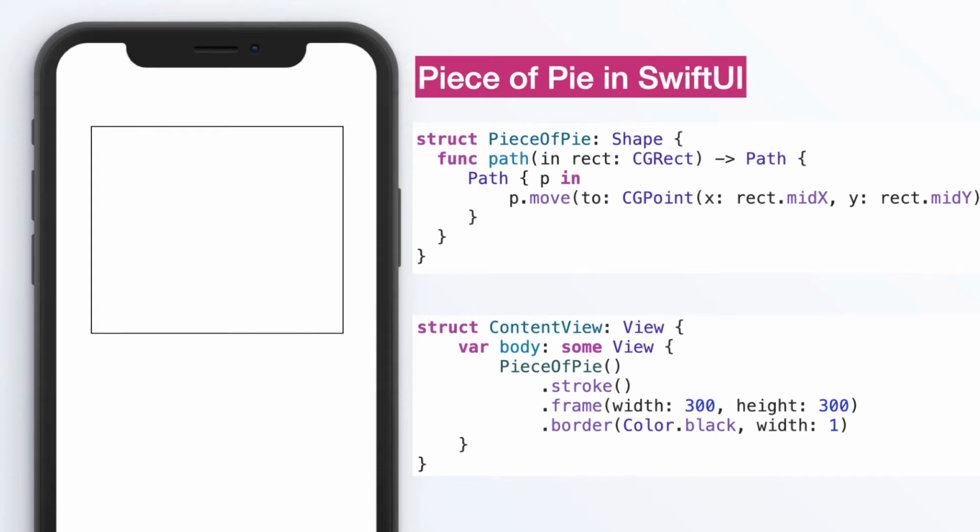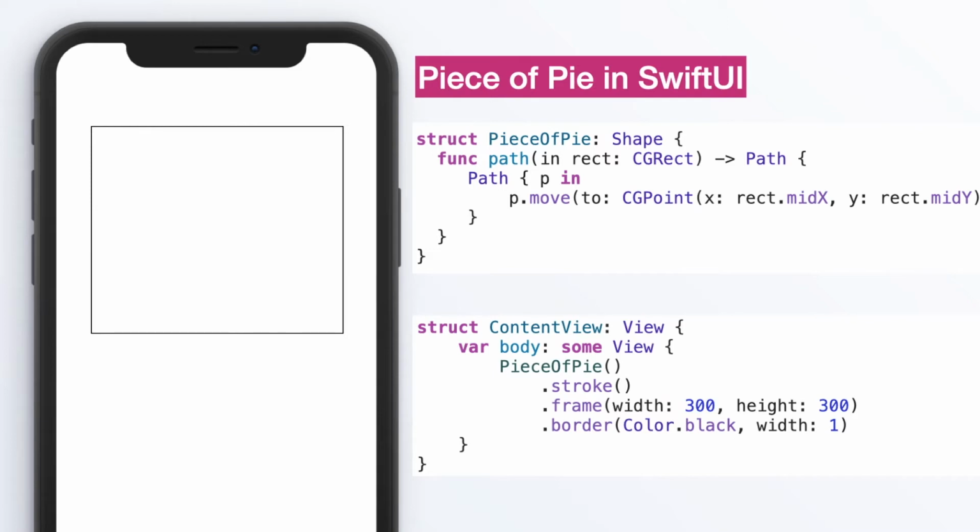Now assume we have a ContentView. That ContentView decides to call our PieceOfPie. It tells it to stroke itself by calling the stroke modifier, but obviously that won't result in anything on the screen because all we did in the path function was move to the center. We're not adding any lines or doing anything with the path yet.